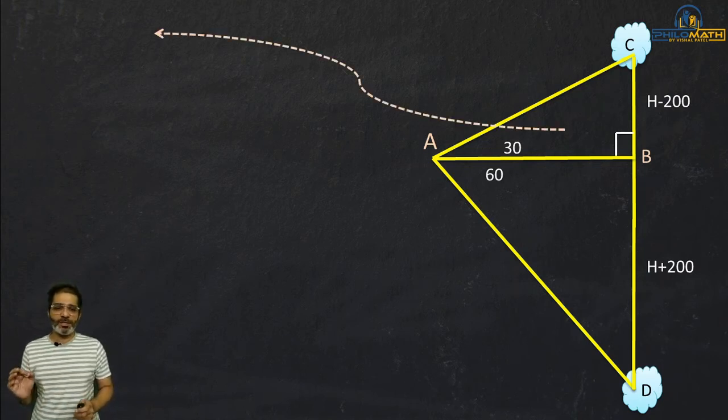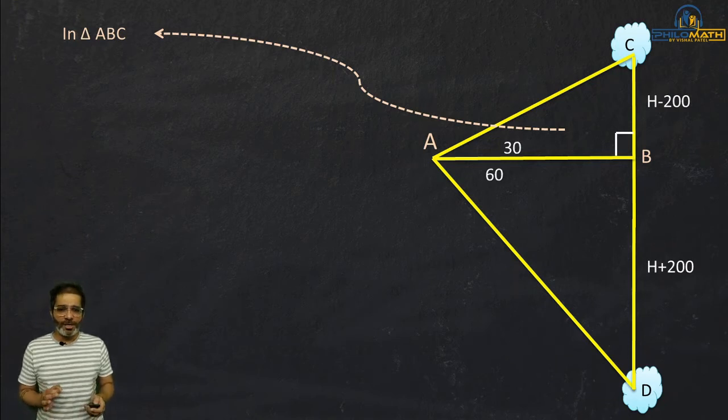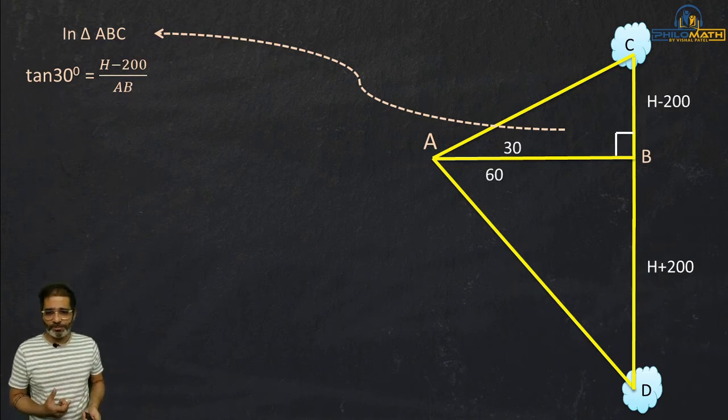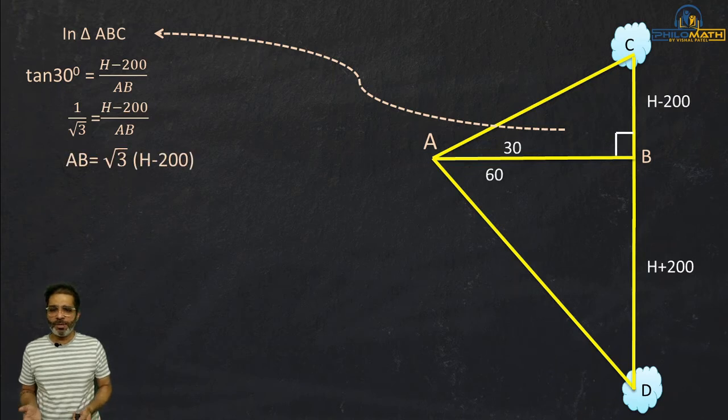Let us take the first triangle, triangle ABC, where angle B is 90 degrees. In triangle ABC, I'm going to use tan 30, and tan is opposite upon base. See the figure, opposite is H minus 200, and the base is AB. Substituting the value of tan 30, 1 upon root 3 equals H minus 200 upon AB. Cross multiplying, AB is root 3 bracket H minus 200. So we got the value of AB from the first triangle.